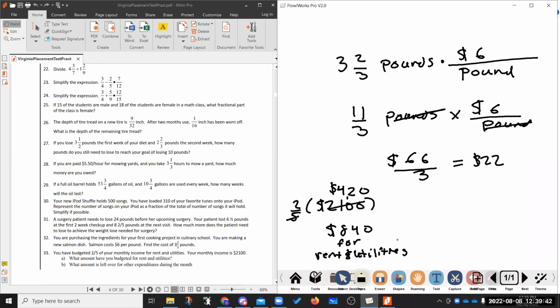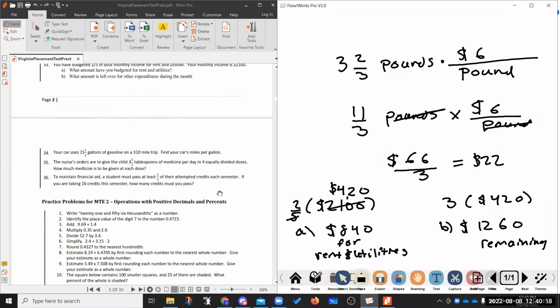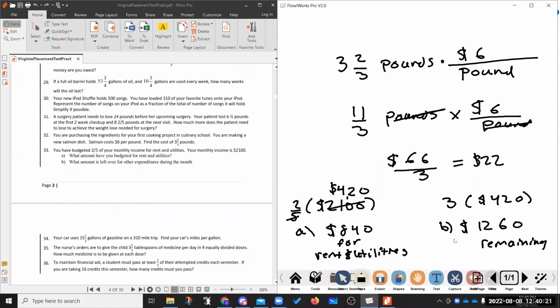Then you could subtract the 420 from the 2,100 to get the remaining amount, or you could subtract 2/5 from 1 to get 3/5. I'm going to just take 3 times the 420 because I already cut that into fifths. So this is going to be 1260 is what's remaining. Here's your part A and part B. Okay, we've got just a few problems left here.